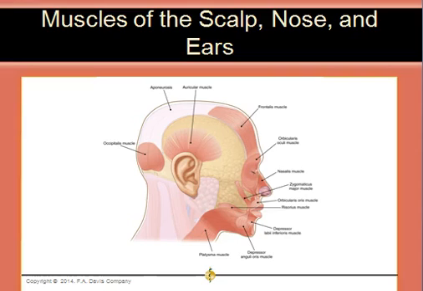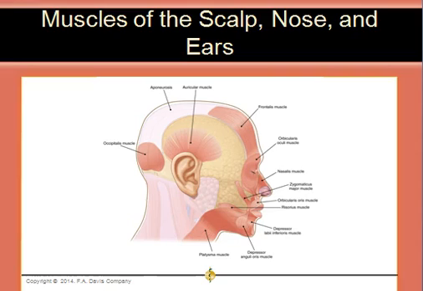The epicranius or occipitofrontalis muscle consists of two portions. The frontalis portion, which originates on the frontal bone and inserts on the aponeurosis, and the occipitalis muscle, which originates on the occipital bone and inserts into the aponeurosis. It acts to cause horizontal wrinkling of the forehead.